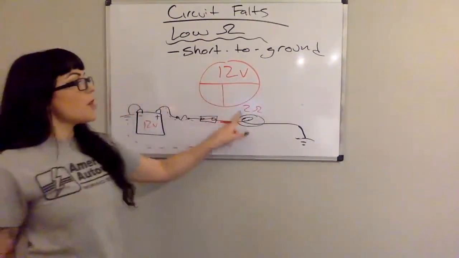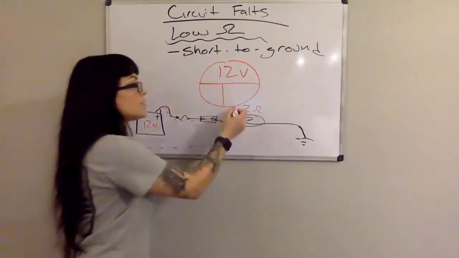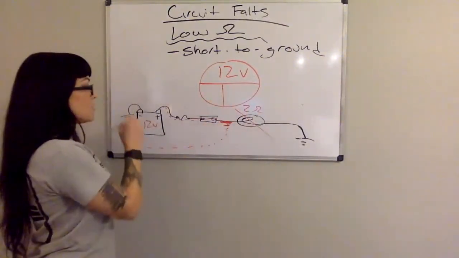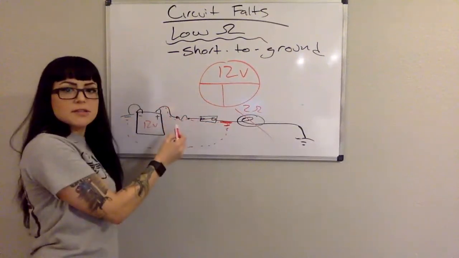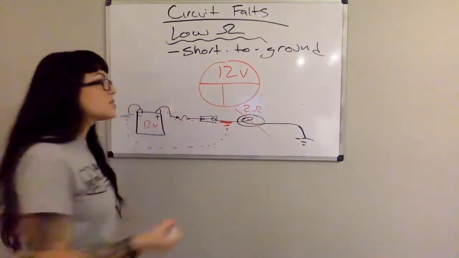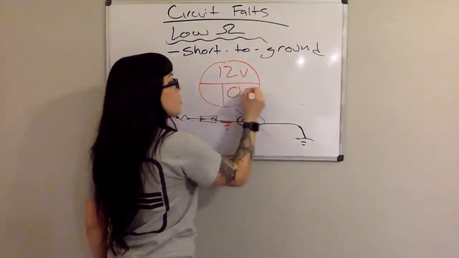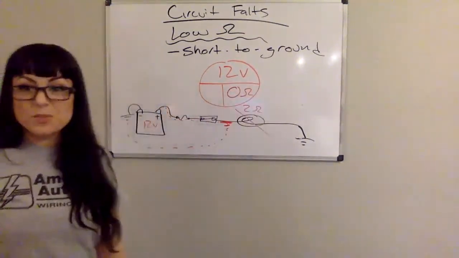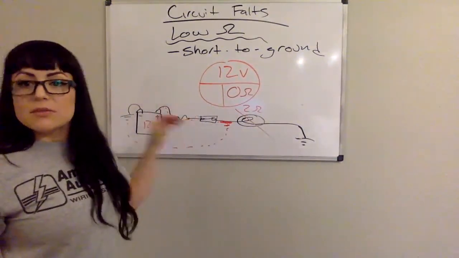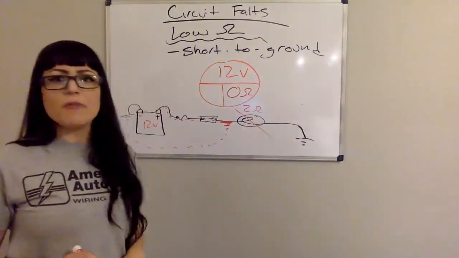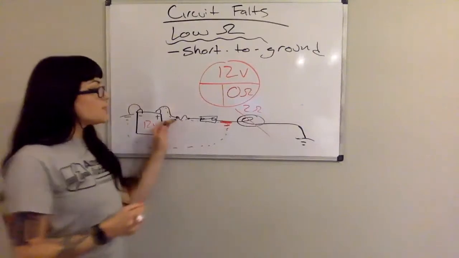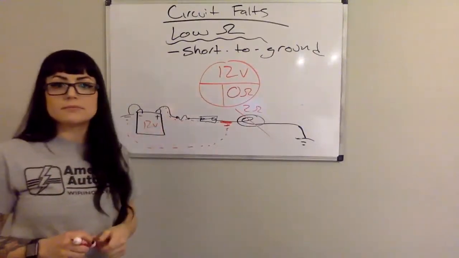Since electricity no longer has to go through this, it says, screw that, I'm not going to do work, and it goes straight back to the battery. Well, my fuse doesn't have any resistance. My switch doesn't have any resistance. I don't have any resistance in this circuit at all. We have 0 ohms. That's a problem. So what happens? Those of you who are experienced know a fuse pops. That's why that happens. If I had no fuse in the circuit, what would happen?